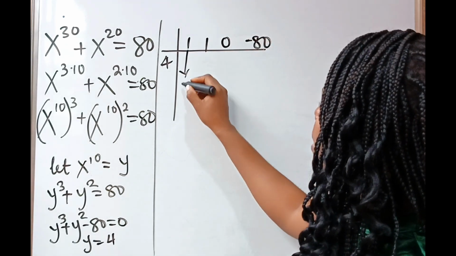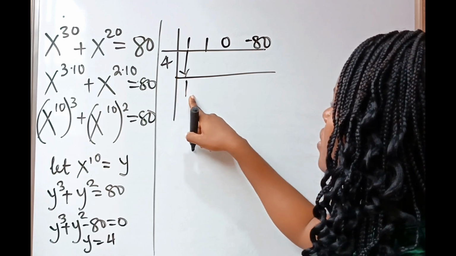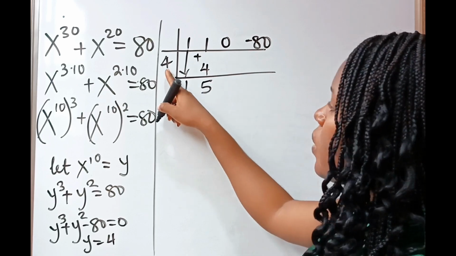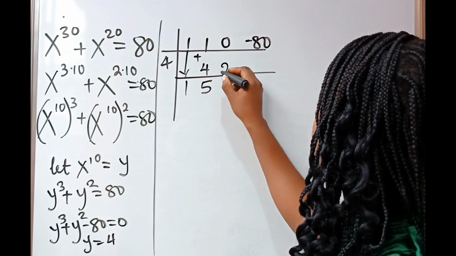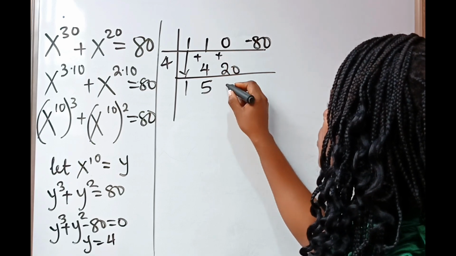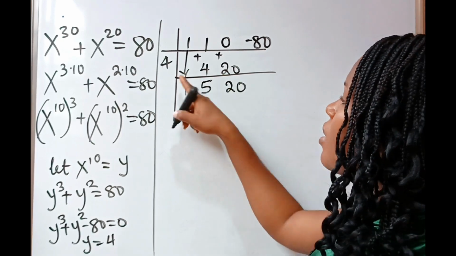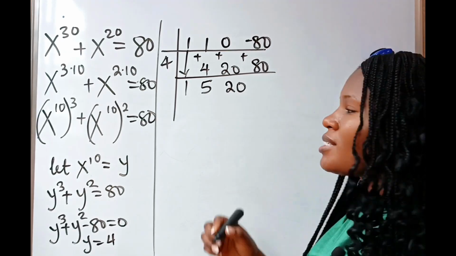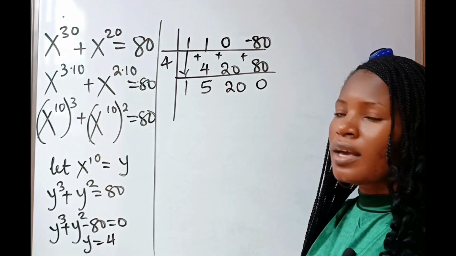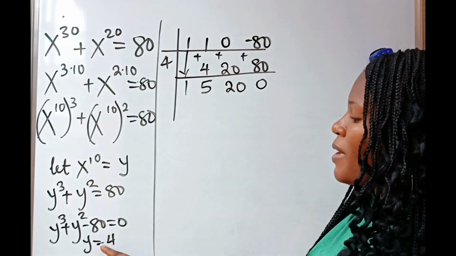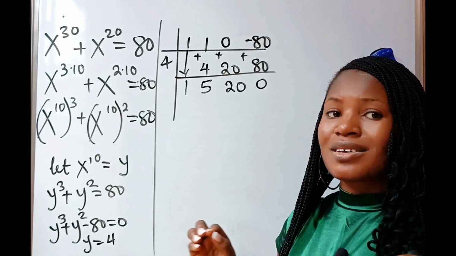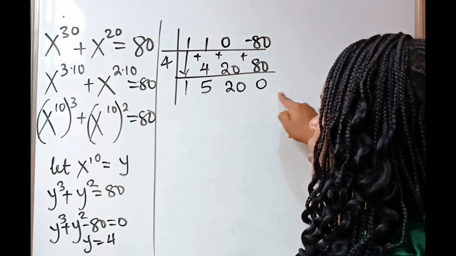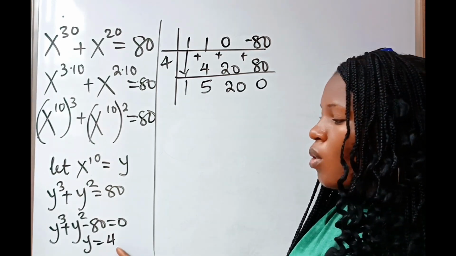So we are going to bring down this 1 first. 4 times 1 is 4. We write it here. Then 1 plus 4 is 5. We go again. 4 times 5 is 20. We add 0 plus 20 is 20. We go again. 4 times 20 is 80. We add minus 80 plus 80 is 0. So this 0 shows that this particular 4 is the root. Now we have just formed the quadratic equation. The first one is that y is equal to 4.